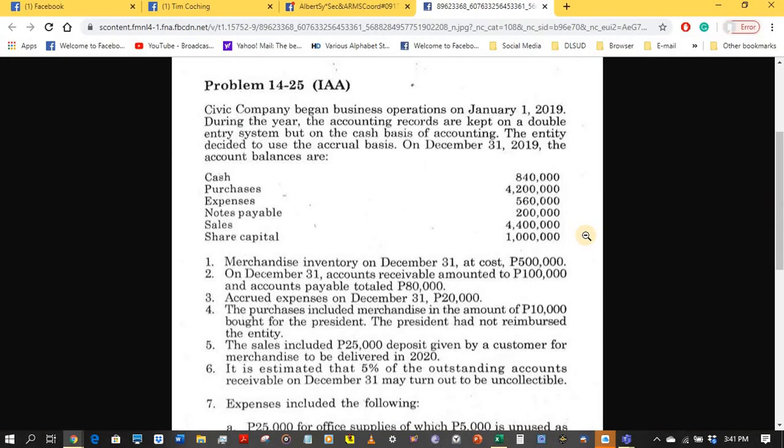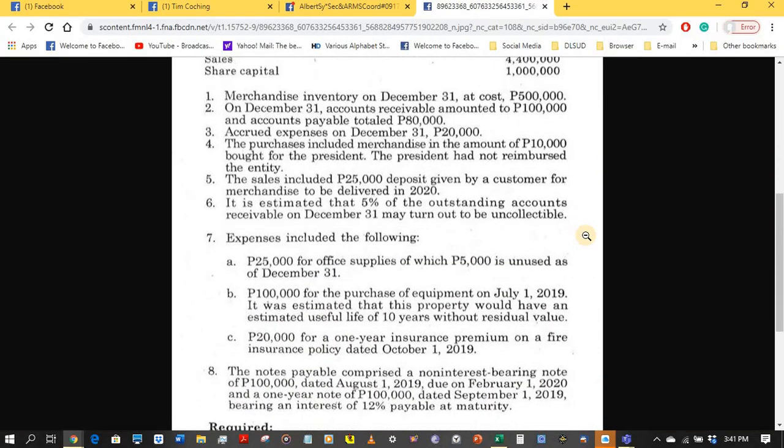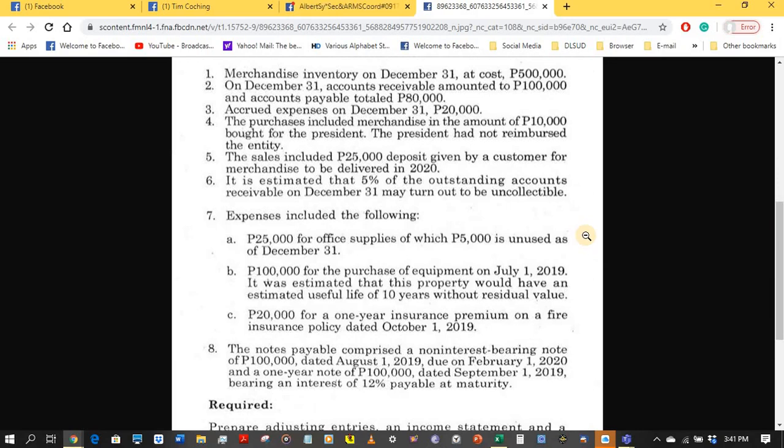And so next, number 6. It is estimated that 5% of the outstanding accounts receivable on December 31 may turn out to be uncollectible. So, yung 5% nakabase sa outstanding accounts receivable on December 31. Ibig sabihin, nakabase sa ending balance. So, whatever amount na makompute natin based on the 5% should also be the ending balance kasi nakabase yung 5% sa December 31 balance. So, that is an allowance for bad debts.